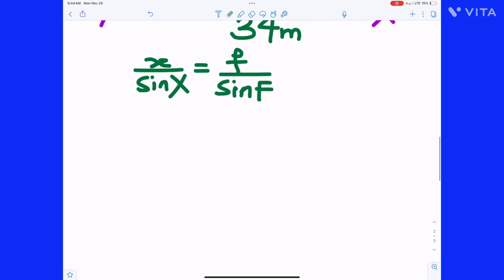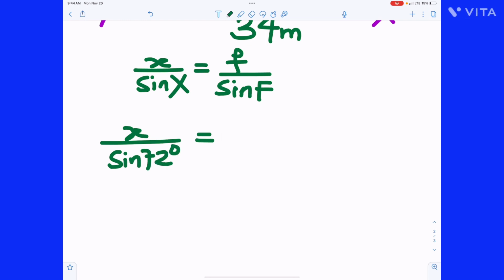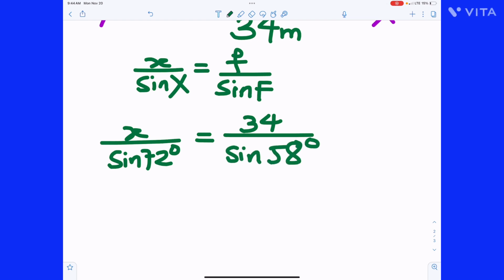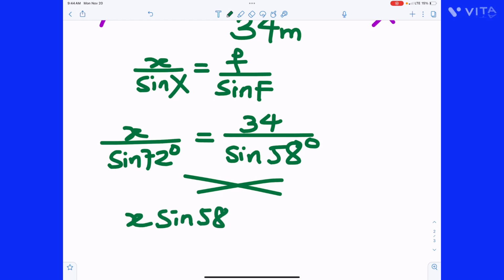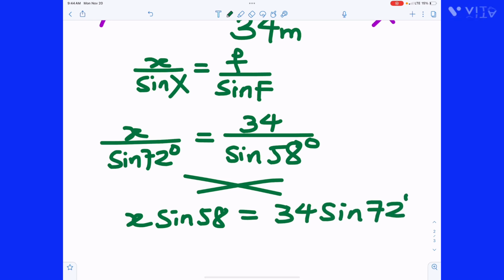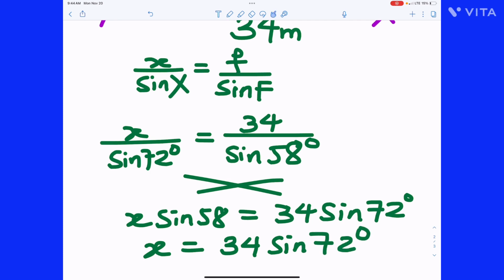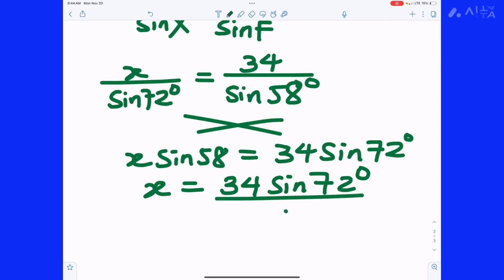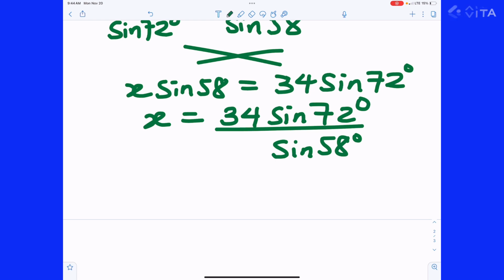So that tells us what? x over sine 72 is equal to f, which is 34, over sine 58. If you look at this very well, this helps you easily get your x. x sine 58 is 34 sine 72 degrees. So x is 34 sine 72 degrees over what? Sine 58. So you use that to get your x.